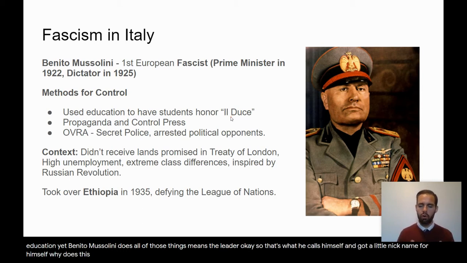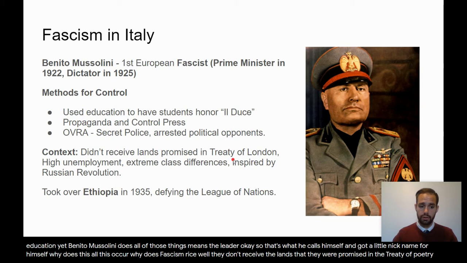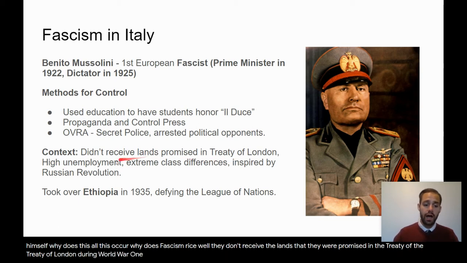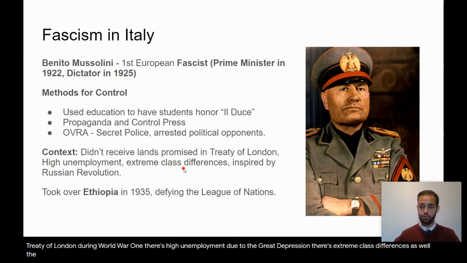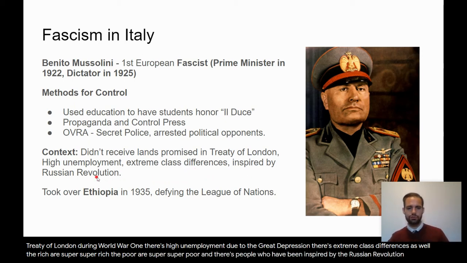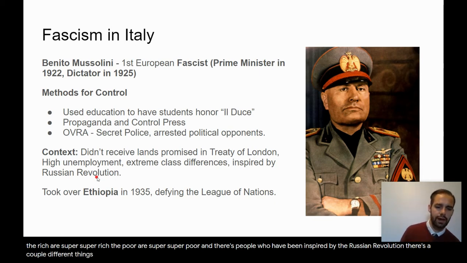Why does all this occur? Why does fascism rise? Well, they don't receive the lands that they were promised in the Treaty of London during World War I. There's high unemployment due to the Great Depression. There's extreme class differences as well. The rich are super, super rich. The poor are super, super poor. And there's people who have been inspired by the Russian Revolution. There's a couple different things that are going on here.